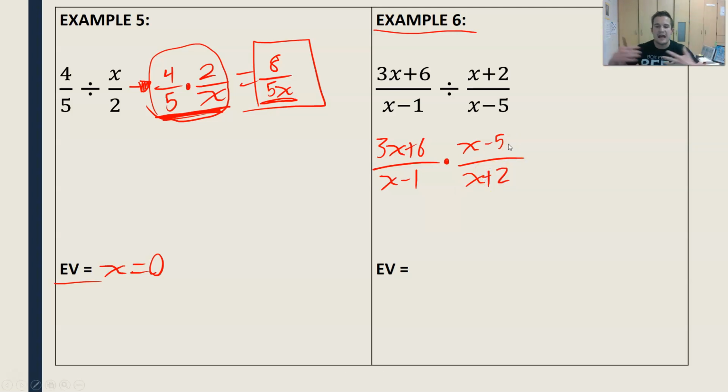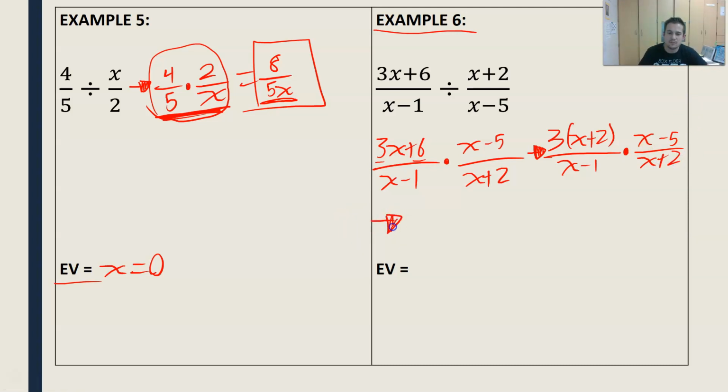So before I actually multiply them together, I need to see if any of these expressions can be factored. This one cannot, this one cannot, this one cannot, but this one, notice I can take out a greatest common factor of 3 and 6. Namely, if I write my little arrow here, I can take a 3 out of both of those terms and be left with x plus 2. 3 times x plus 2 over x minus 1 times x minus 5 over x plus 2. Okay, I have all those in factored form.